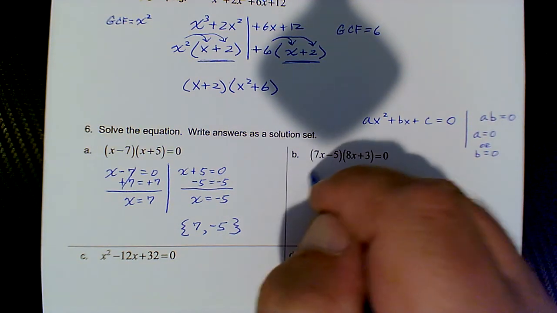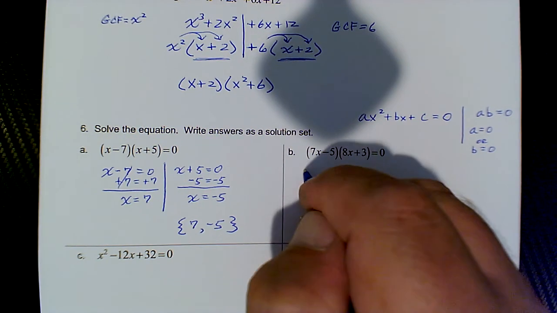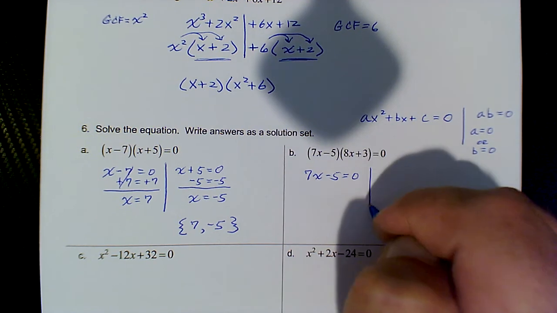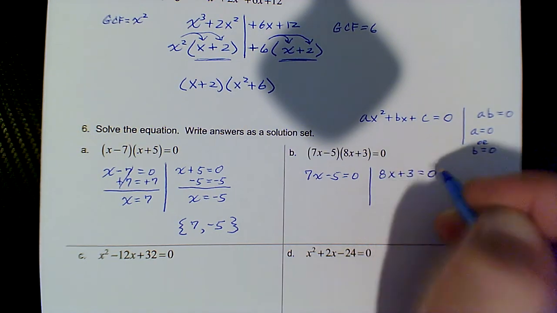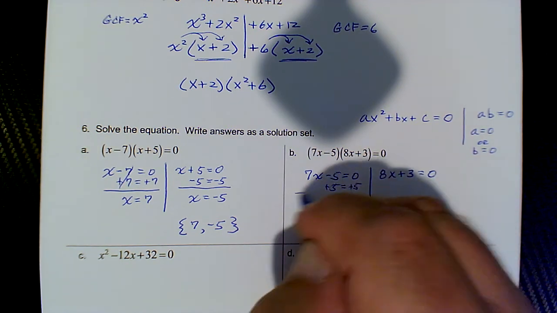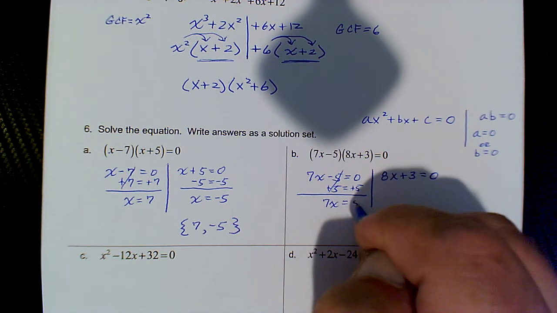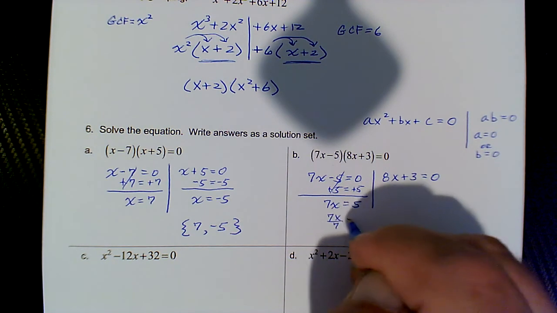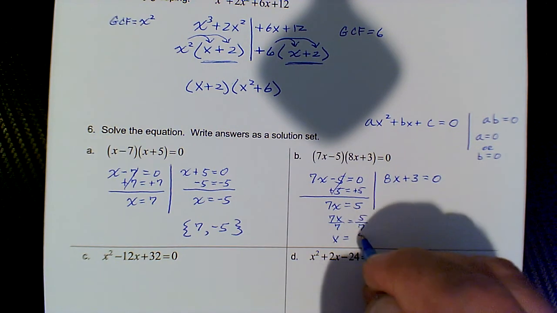So here's the same idea. It's already factored as the product of two binomials. So we set each factor to 0. 7x minus 5 is 0, and 8x plus 3 is 0. Solving each one of those, for the first one here, we'll add 5 to both sides. We get 7x equals 5. And then finally dividing by 7, we get x is 5/7.